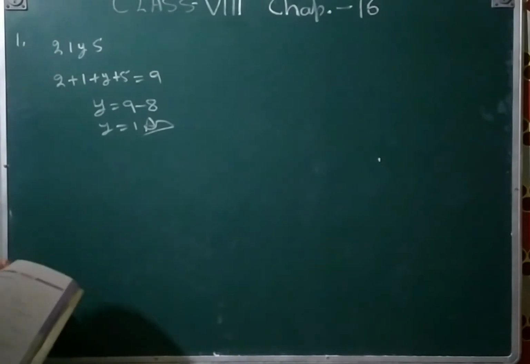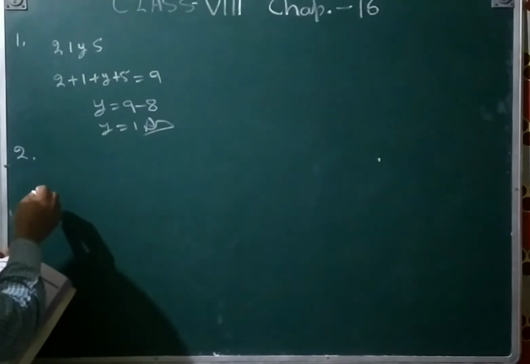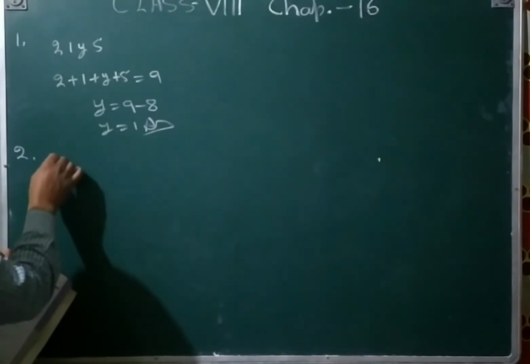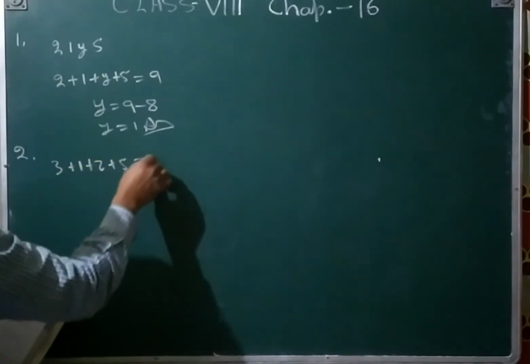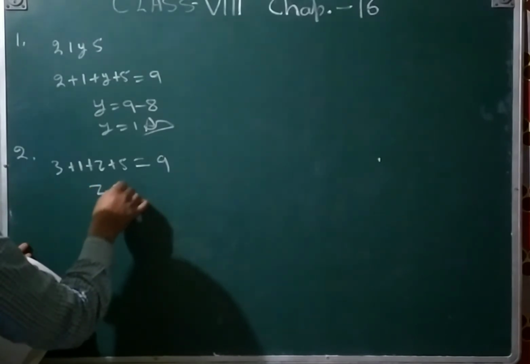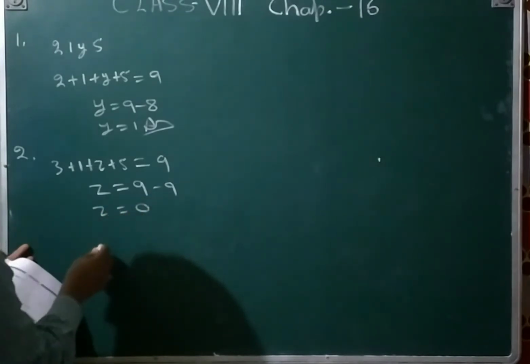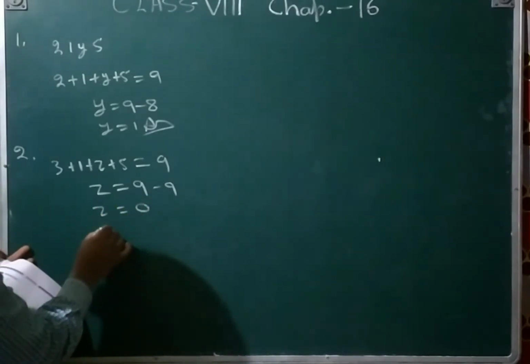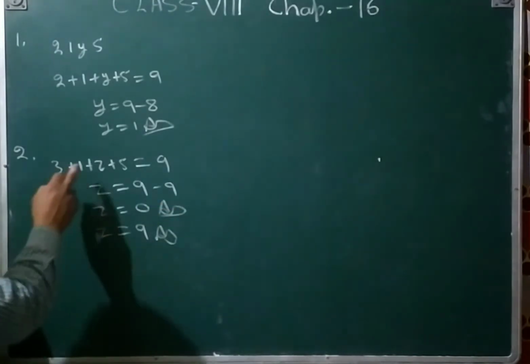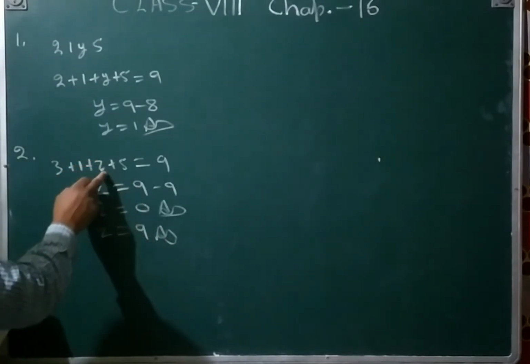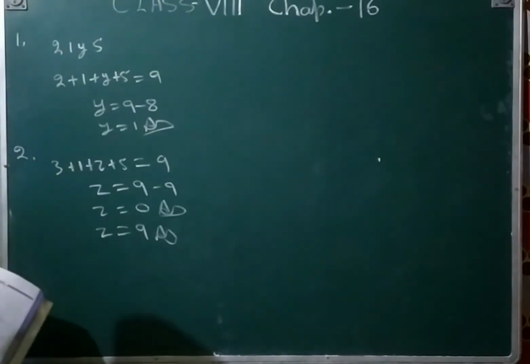That is the answer. And then the second question, similarly for 9: 3 plus 1 plus z plus 5 is equal to 9. So z is equal to 9 minus 9, so z is equal to 0. If 0 is there, then z equal to 9 will also be an answer, both are answers. If you write 0, then that number is divisible by 9, and if you write 9, then that number is also divisible by 9.